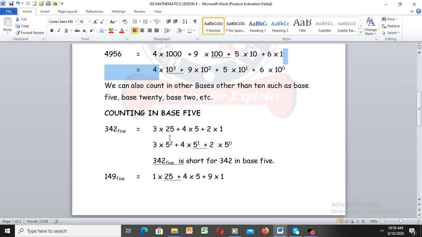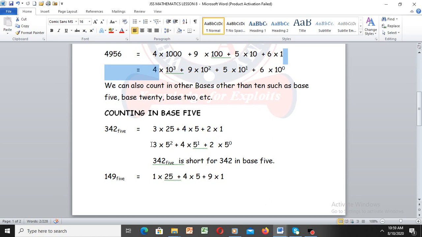So the easiest way to know how to raise your powers of 5, since it's base 5, you can write 3 times 5 plus 4 times 5 plus 2 times 5. So starting from 2 times 5, you put 0 at the last 5, so raised to power 0. After that is raised to power 1. After that one is raised to power 2.